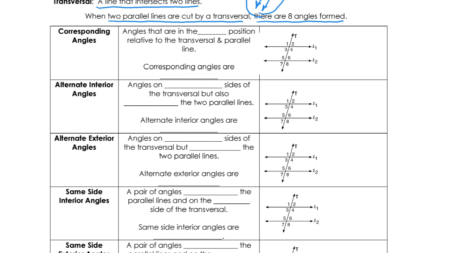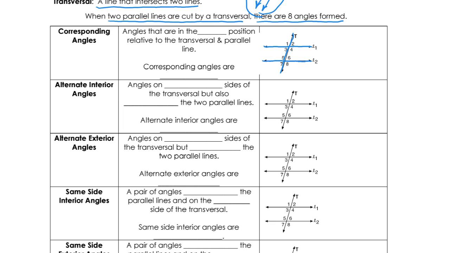So here are our parallel lines. And here's the transversal that they labeled with a capital T. And notice there's 1, 2, 3, 4, 5, 6, 7, 8 angles that are formed. Not all of them have different measures. In fact, 4 of them have one measure and the other 4 have another measure.